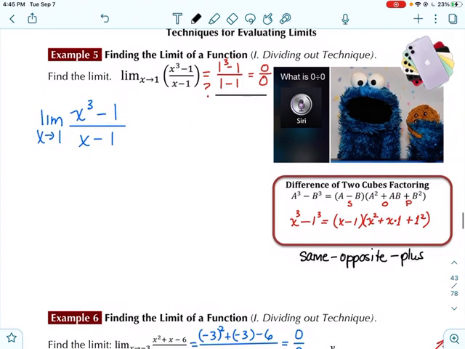Now, noting that the top can be factored as the difference of two cubes. And I put my little method when I taught this in algebra. It's same, opposite, plus, so the SOP method for the difference of two cubes. So what we're going to do is take the limit as x approaches 1, and I'm going to factor the numerator, so that's going to be x minus 1, and then it's times the quantity x squared plus, so remember the same, opposite, plus x, and then it's plus 1, SOP, same, opposite, plus. And then that would be over x minus 1.